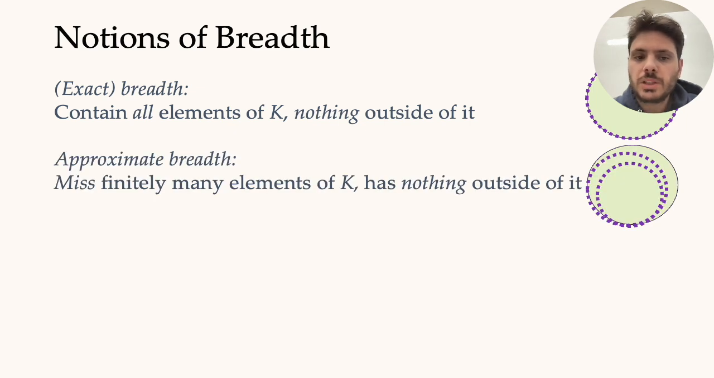Next, we introduce a relaxation of this notion, which we call approximate breadth, and that notion allows the generator to miss finitely many elements of K, but still cannot contain any elements outside of K. And notice that this is a strict relaxation because all generators that satisfy exact breadth also satisfy approximate breadth, but not vice versa.